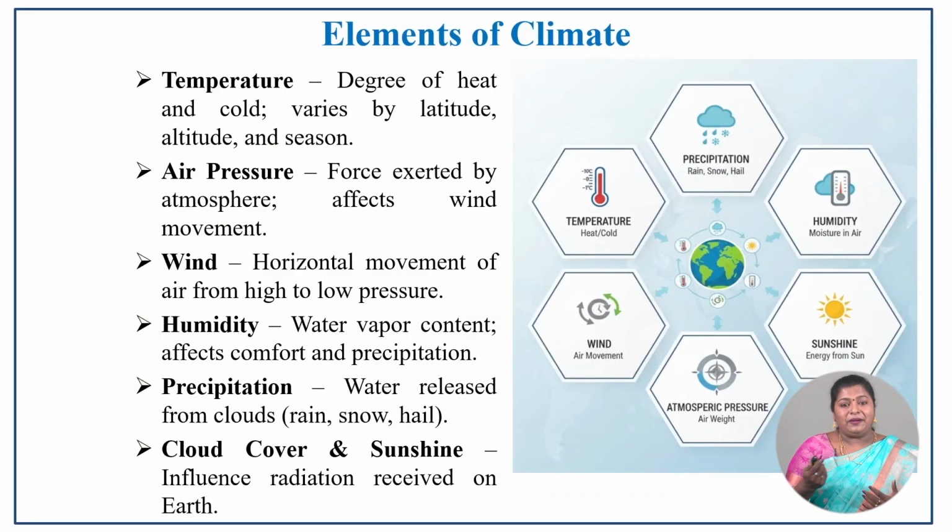Next component is precipitation. Precipitation is the water released from clouds. It may be in the form of rain, it may be in the form of snow, or it may be in the form of hail.